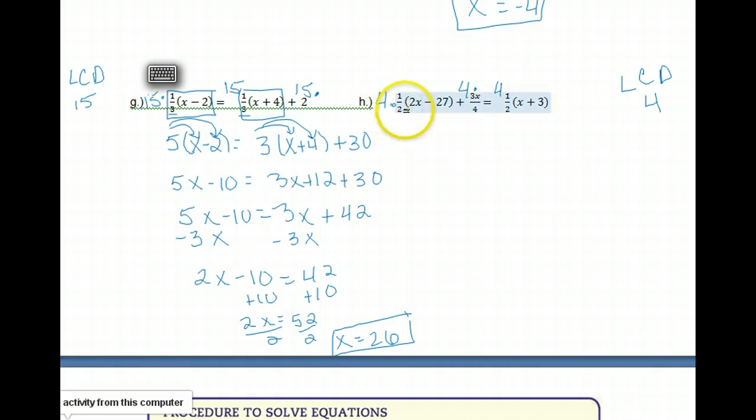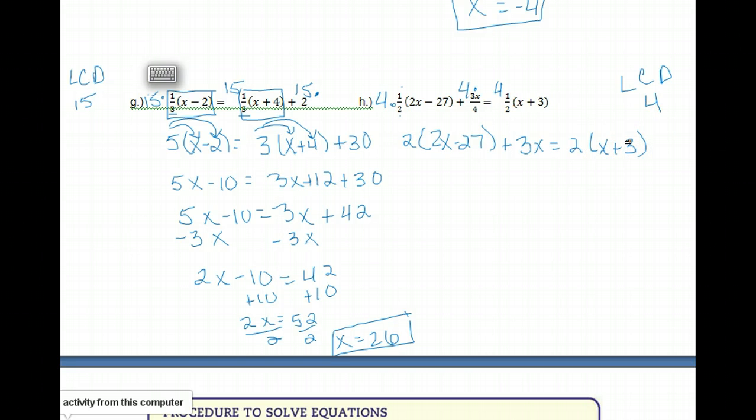So 4 divided by 2 is 2. 2 times 1 is 2. Bring down your quantity. 4 divided by 4 is 1. That's just going to leave us with a 3x when those cancel. 4 divided by 2 is 2. That 2 times 1 is 2. And then bring down your quantity.